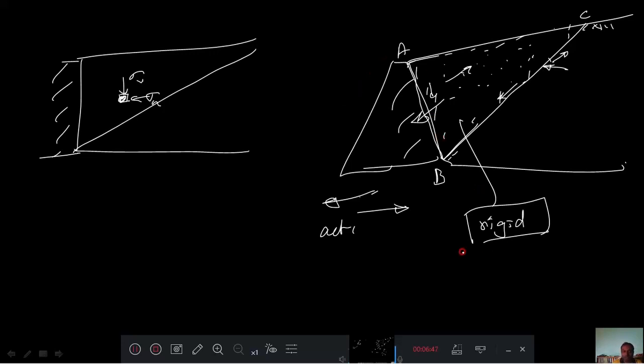Considering all these concepts, Coulomb gave one theory that is called Coulomb's wedge theory, and in this he gave just one conclusion on how to calculate earth pressure. This theory is just a conclusion; we cannot apply this practically.